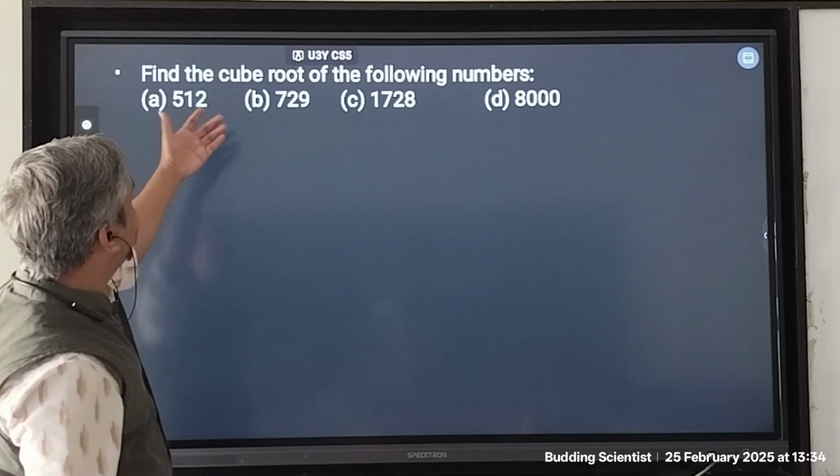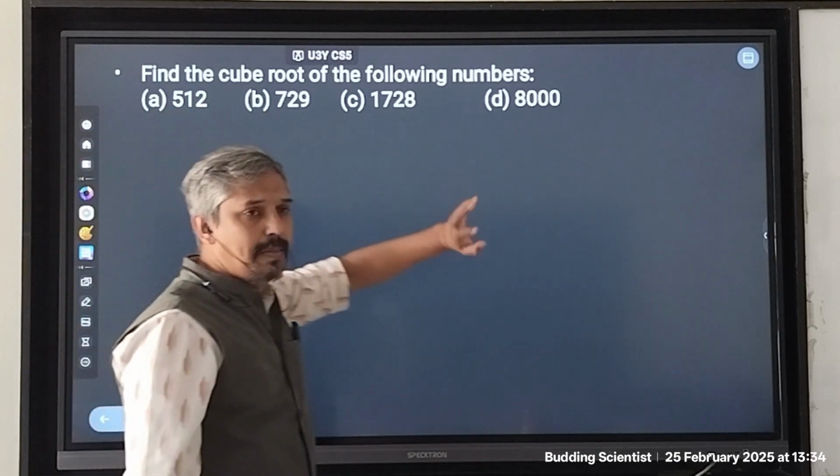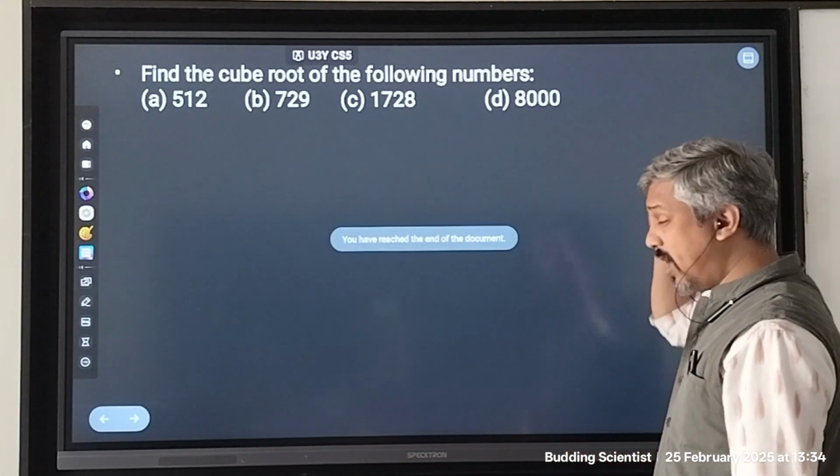Find the cube root of the following numbers 1, 2, 3, 4. I am not solving any of this. Prime factorization, you can help yourself. Okay, this is the end of the document.